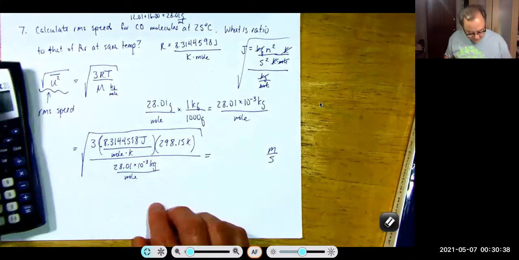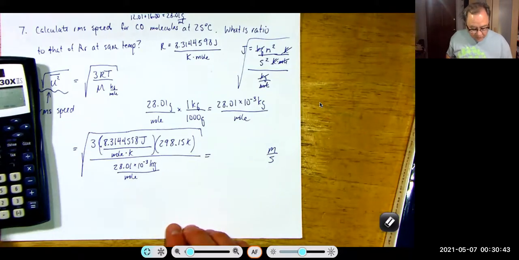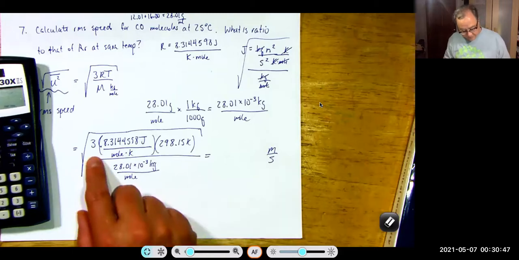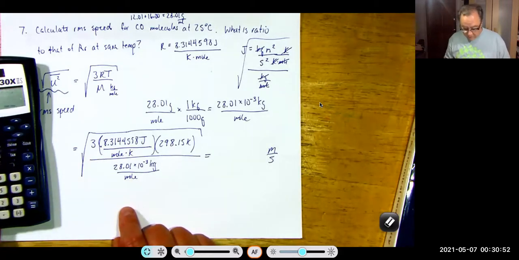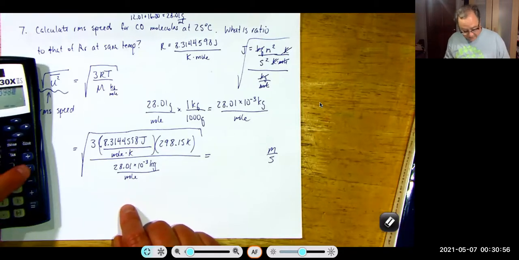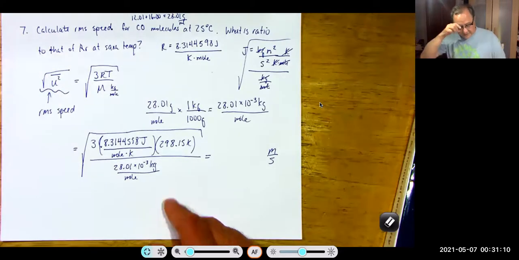So I'm going to plug this all in by first starting with the square root. I'm going to put 3 times 8.3144598 times 298.15 and divided by 28.01 second EE to the negative 3. Okay, and if we wanted to estimate this answer, how would we do it?